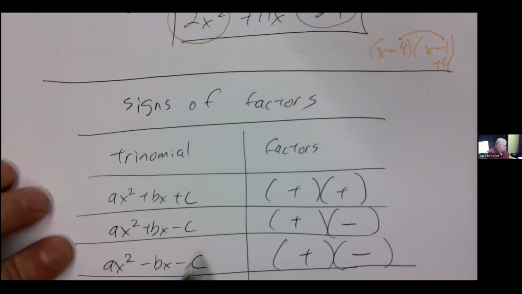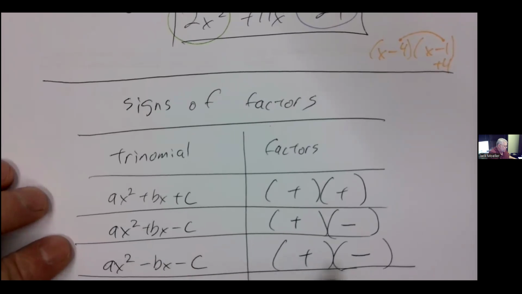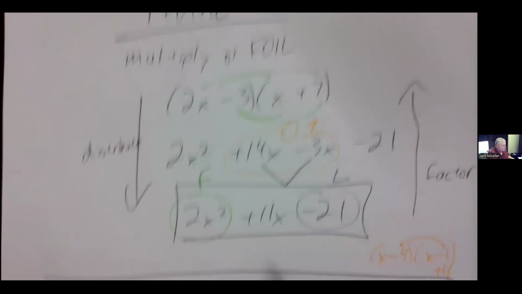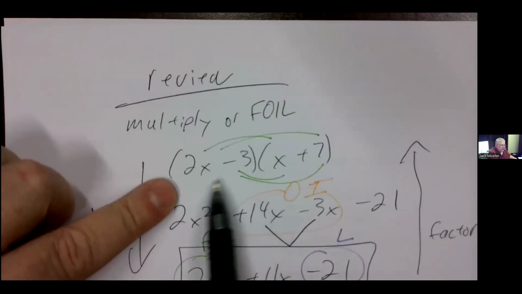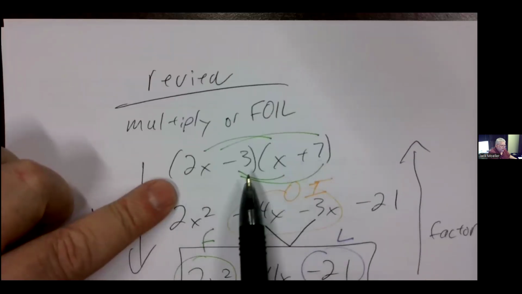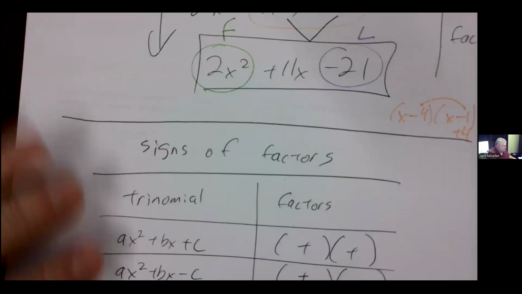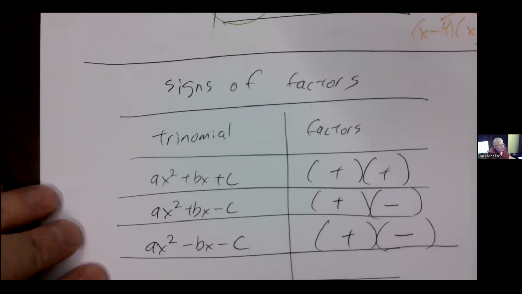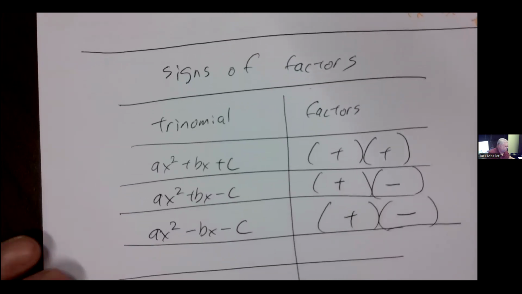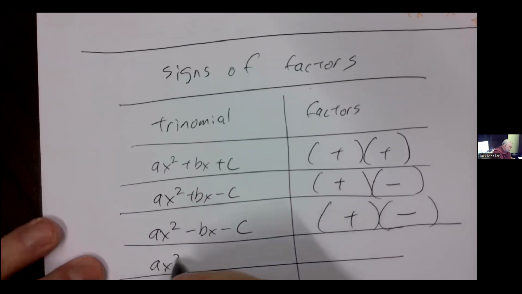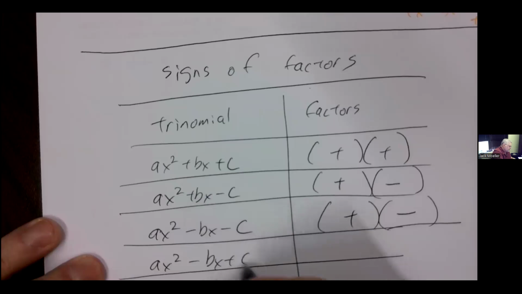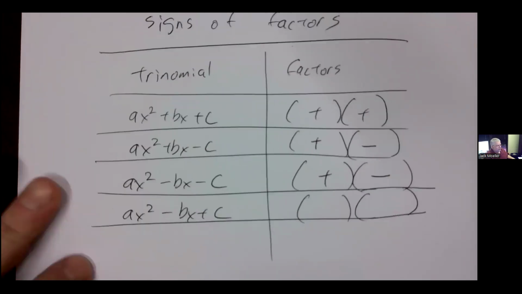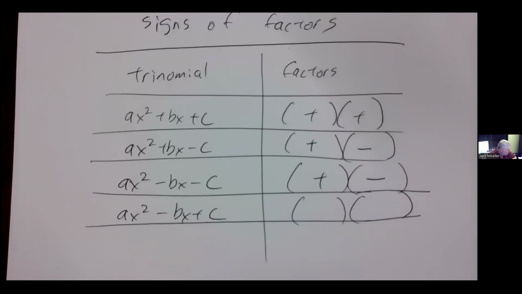Now, which one's positive and which one's negative, that's when we get into the numbers that are associated with our x's and our constants, and we'll get into that. But if your third term is negative, that tells you you have to have different signs. And then the last one, ax squared minus bx plus c. What do the signs of our factors have to be?